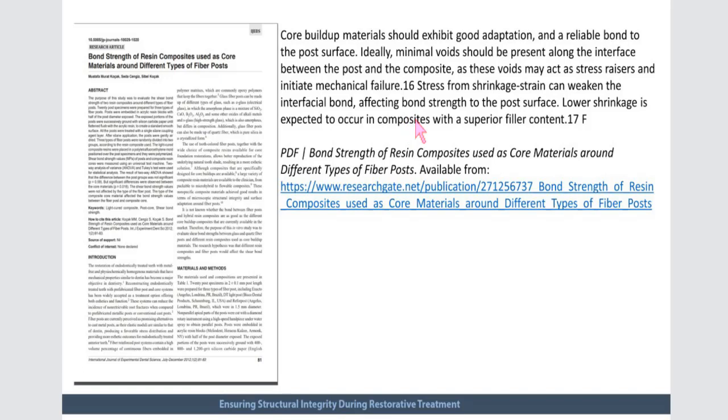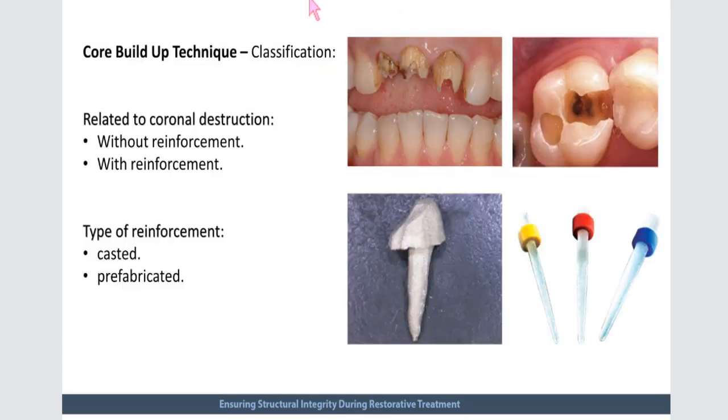And a product with a superior filler content will always have lower shrinkage. So if you are working with a really viscous material, it will always shrink less than a really flowable composite. It's true also for a light cure composite, also for dual cure or self-cure composites.